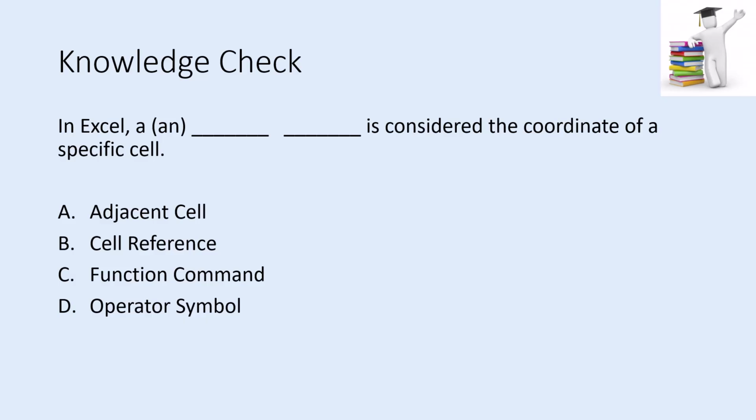In Excel, a or an blank is considered the coordinate of a specific cell. A, adjacent cell. B, cell reference. C, function command. D, operator symbol. The answer is B, cell reference.